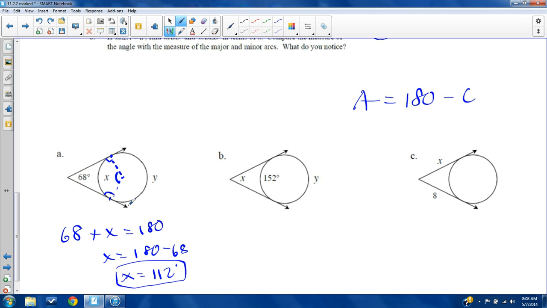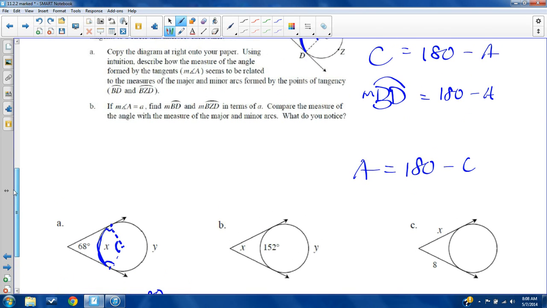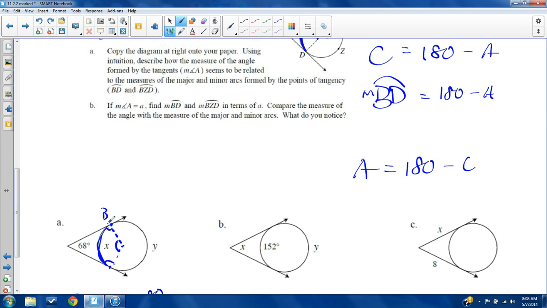So if the central angle is 112, then the intercepted arc right here is also 112 degrees. So once again, going back up here, if that was BD, this is B and this is D, the measure of arc BD equals 180 minus angle A, which would be 68 degrees, which is the same thing, 112.